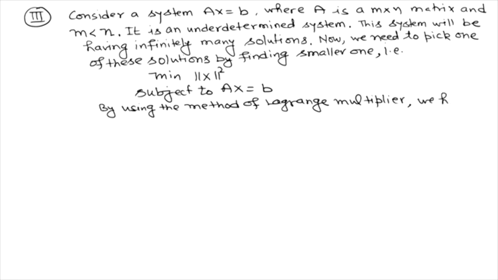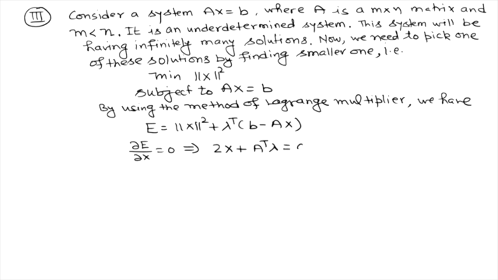we have our Lagrangian as E equals norm of x squared plus lambda transpose times (b minus Ax). Now, to minimize this and find x, I have to write del E by del x equals 0, which gives 2x plus A transpose lambda equals 0. Let me write this equation as 1.